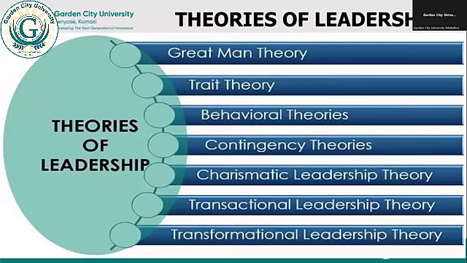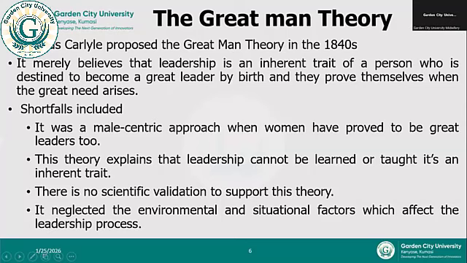Constructs of leadership. The first one was the great man theory, followed by the trait theory, then the behavioral theories, then the contingency theories, then the charismatic leadership theory, transactional leadership theory, and then we have the transformational leadership theory. So when we talk about the great man theory, this was a theory that was proposed by Thomas Carlyle in 1814.